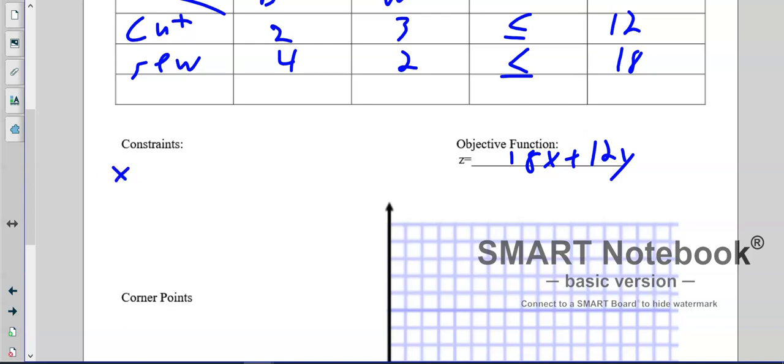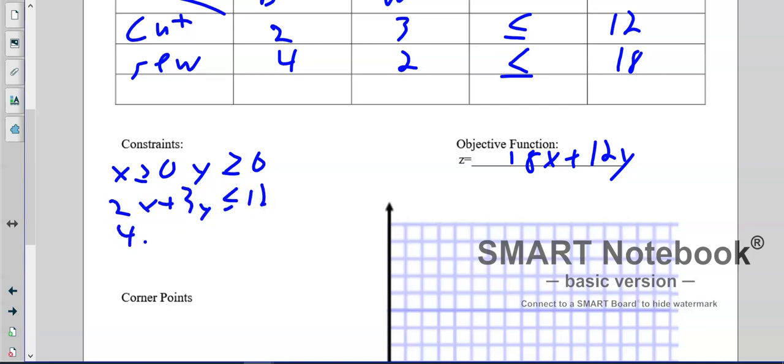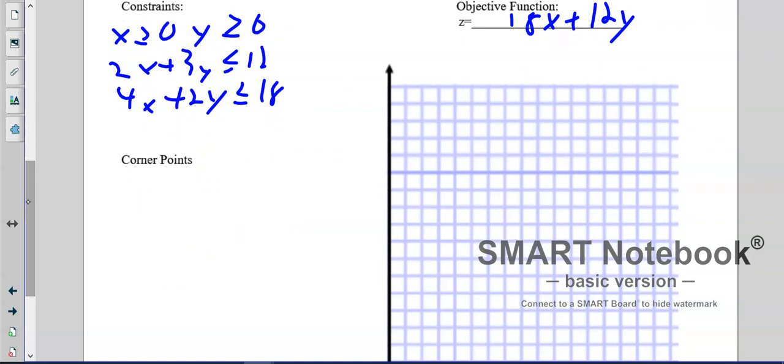My constraints are what they always are. First off, to start off with, put in the real world. And then we just go straight across. Okay? 2x plus 3y is less than or equal to 12. And 4x plus 2y less than or equal to 18. Now, once again, you can solve these for y or the cover-up method because 2 and 3 both go into 12 and 4 and 2 both go into 18. I'm going to do the cover-up method.